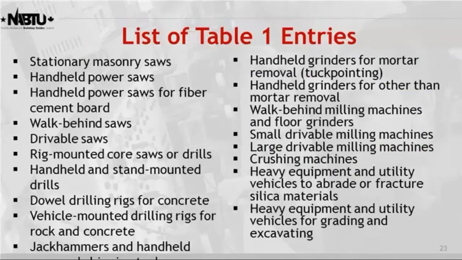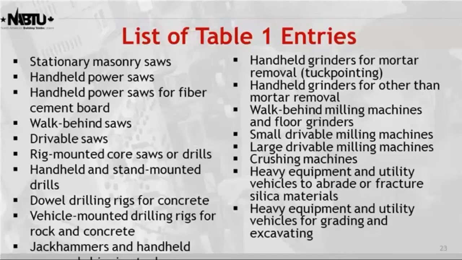There's 18 of them: stationary masonry saw, hand saw, drivable saws, floor grinders, driving milling machines, heavy equipment, handheld grinders for tuck pointing, handheld grinders for just general use. So looking at this, there's 18 tasks here, and depending on the task you may be engaged with on the job will dictate a protocol on how you're going to protect yourself. Okay, so let's take a look at a few of them.